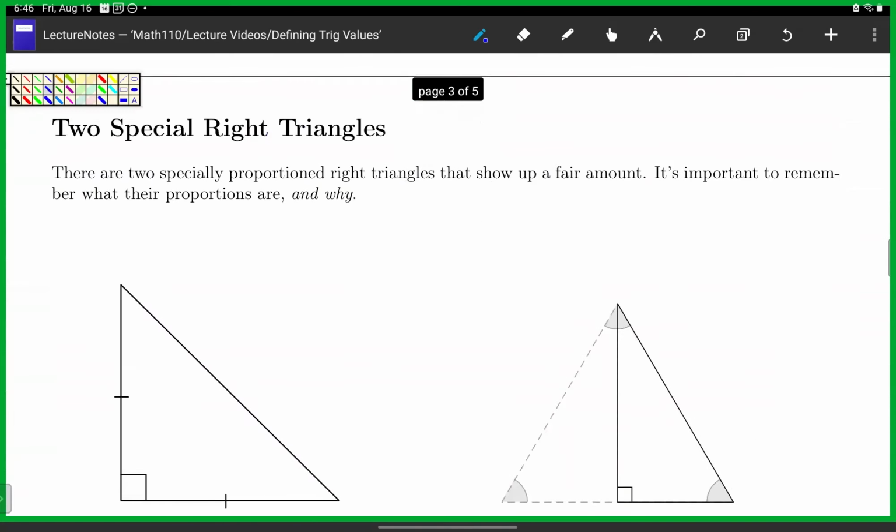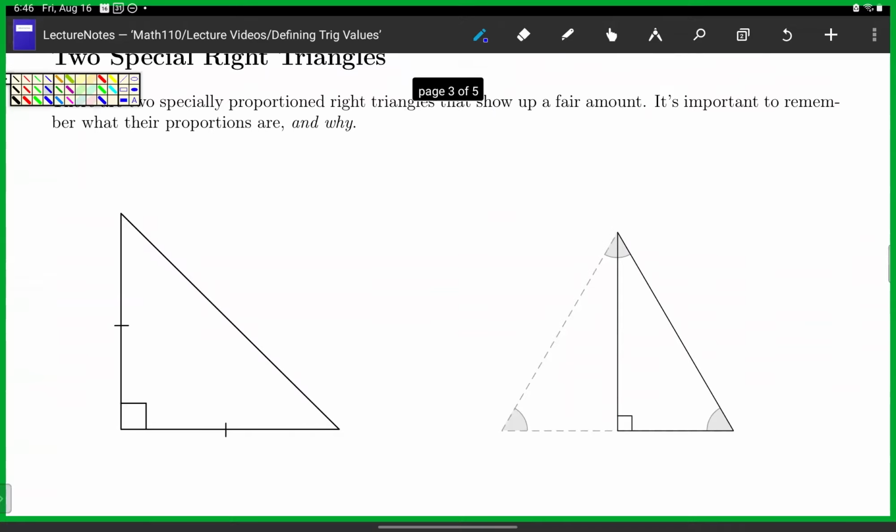There are two special right triangles that are important to know about because they show up a fair amount. I have drawn them here, and I want to name them. A lot of people refer to the first one as a 45-45-90 triangle, and the second one as a 30-60-90 triangle. I will not do that because that is referring to degree measures, and I want to instigate a practice of generally sticking to radian measures in calculus. And so I'm using other words to describe these.